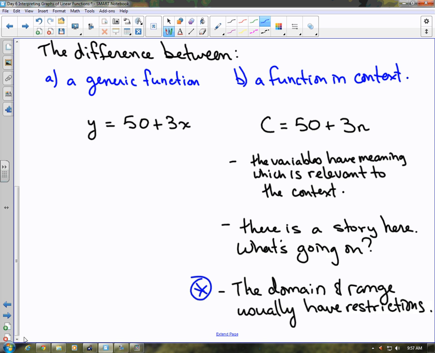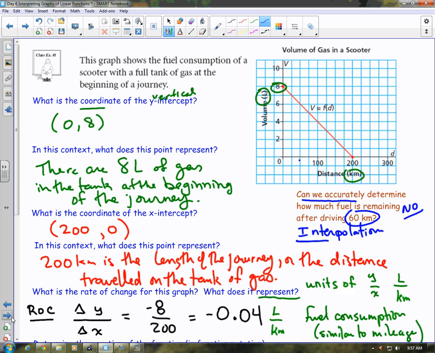Because in the story, what does the domain represent? What does the range represent? In this story, the domain is the distance. So two questions. Number one, can you have a negative number for distance? No, because when you're driving, you're driving. You don't drive negatively. Even if you're backing up, you're driving a particular distance. So distance is never negative in this context. And then is there a maximum distance that we drive here? The answer is yes. The maximum distance we drive here is 200 kilometers.